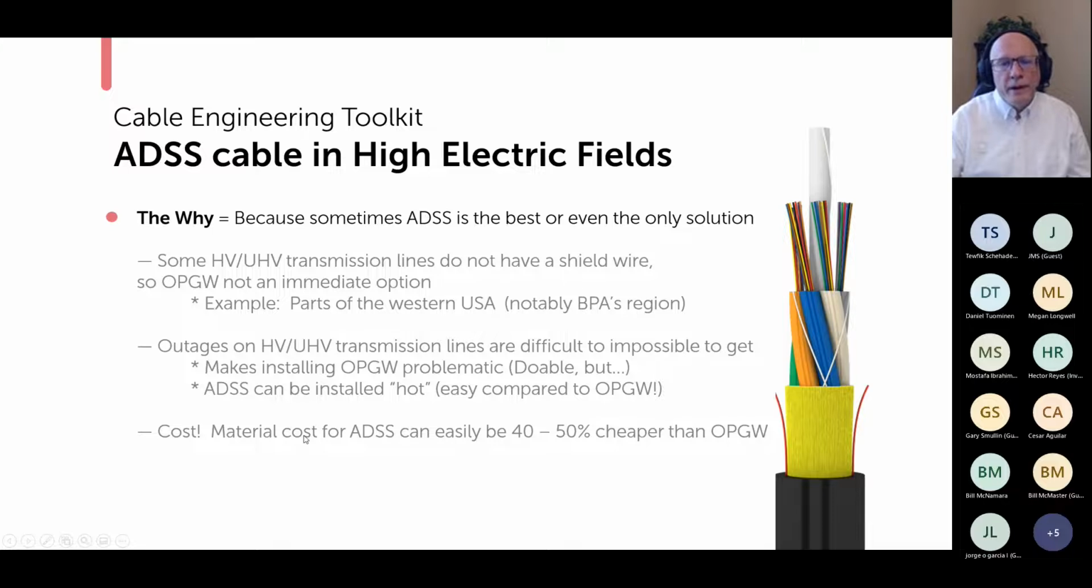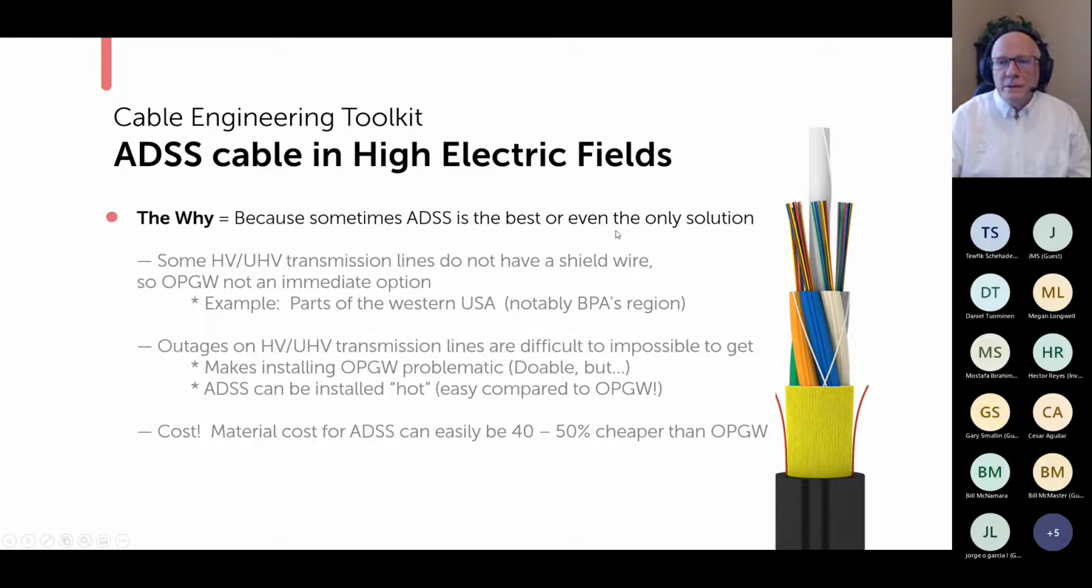Another valid reason for doing ADSS is that it is a lot cheaper. So the material cost for it can easily be on the order of half the cost of OPGW for the cable itself, the accessories. And then if you're installing it on an HV or a UHV line, and you were trying to keep the line hot, well, the labor costs for installing ADSS will relatively even widen this gap even more. So even though I really, really like OPGW, I have to concede there are times to use ADSS.